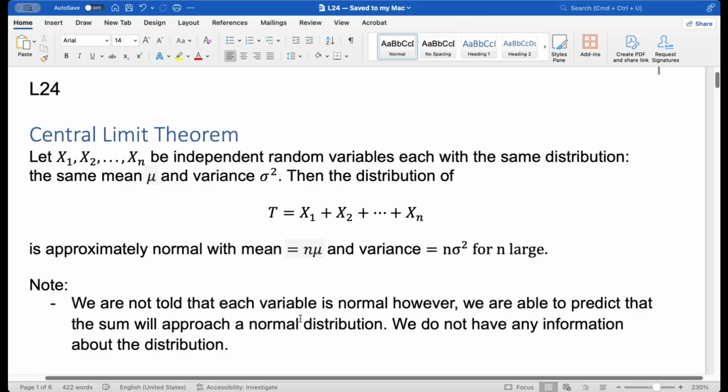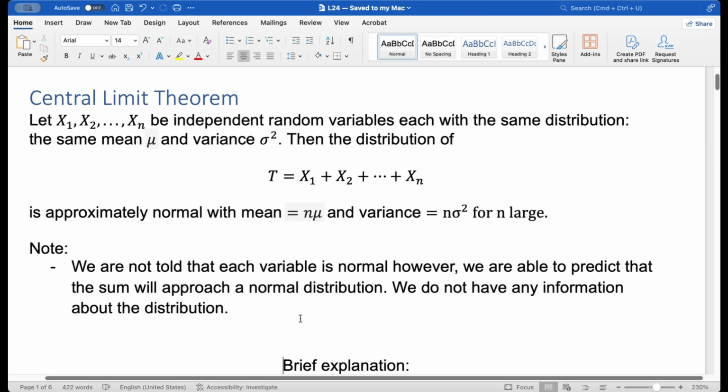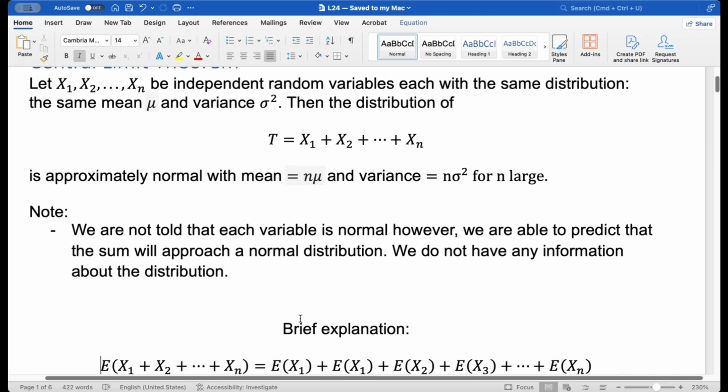We are not told that each variable is normal, so we don't know. Each may or may not be normal, but the sum will approach the shape of a normal distribution as n gets large. Not going to do a full-on proof here, but just a brief explanation of the mean and variance.